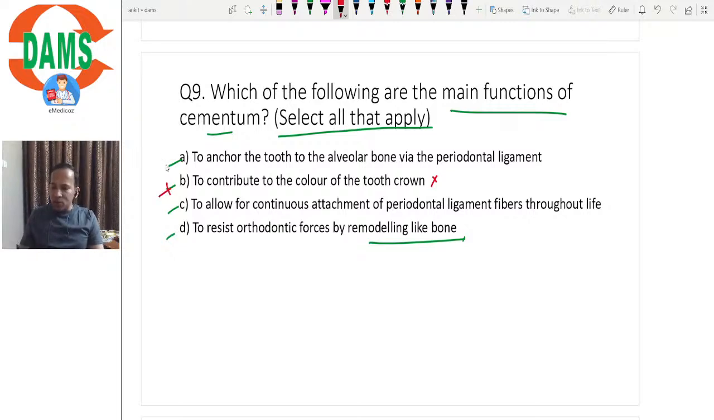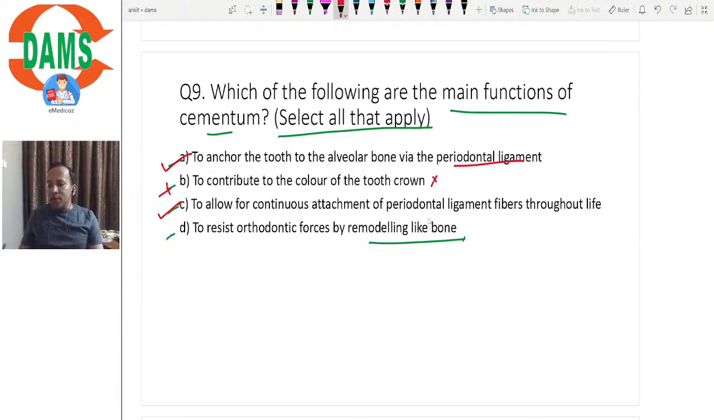And Bhavna says option A is correct. So agreed, A is correct. It anchors, that is the primary function, isn't it? The primary function of the cementum, it forms a part of the periodontium. It anchors the tooth to the bone. Option C is correct. Very good.